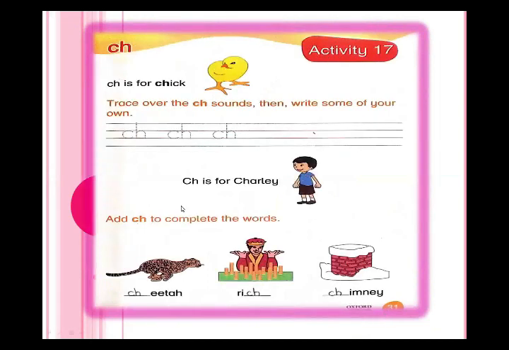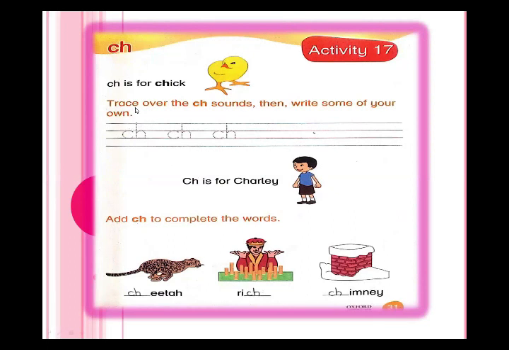Okay, now come in the second page, your third page. It is your page number 31. Here is also a ch sound. Okay, you can see here. What is it? Do you know? Yes, it is a baby of hen. It is called chick. So cha for chick. The starting sound of chick is cha. Okay, cha is for chick.